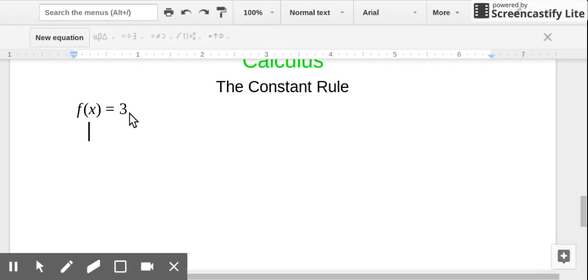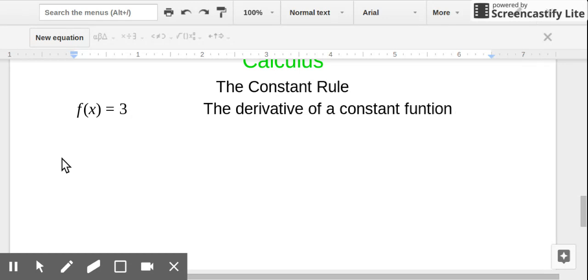This was the very first problem that we worked when we were finding the derivative using the limit process. However, what we're going to do here is state a theorem. We're not going to prove any of these theorems. We're just going to state them. I'm going to go ahead and write it out: the derivative of a constant function, which is the one we have here, is 0.